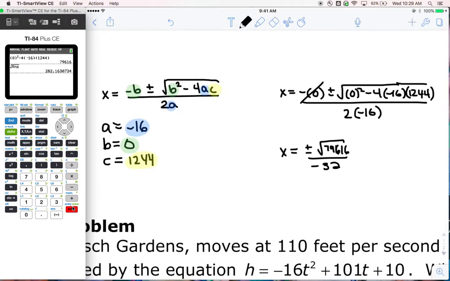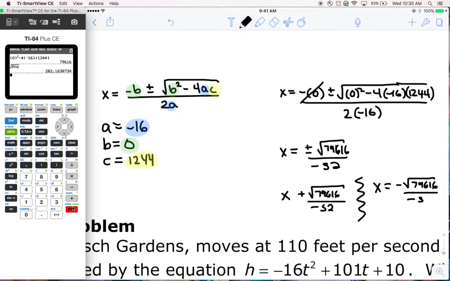Well, let's go ahead and figure out my answer here. I do want a decimal because I know it's almost 9, so let's take a look at what this is. I'm going to first use a positive square root of 79616 over negative 32. Then I'm going to have a separate answer where I do a negative. That's that whole plus or minus idea. I just broke this up into a plus or a minus. Now we can type these in my calculator.